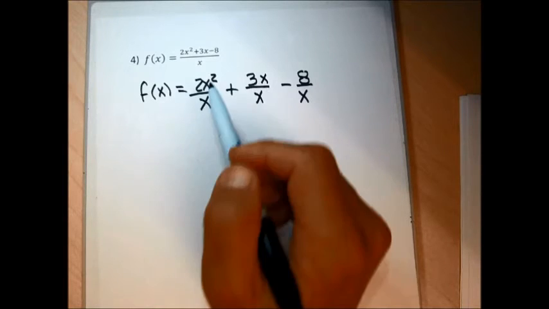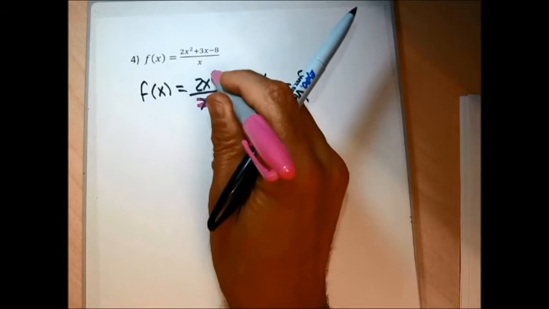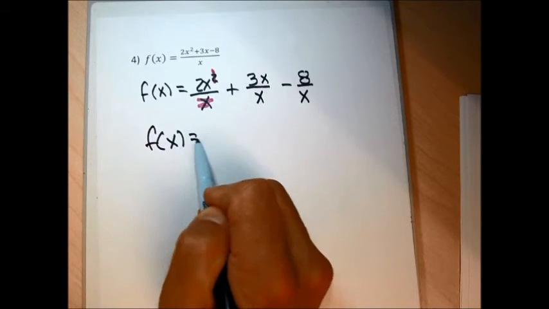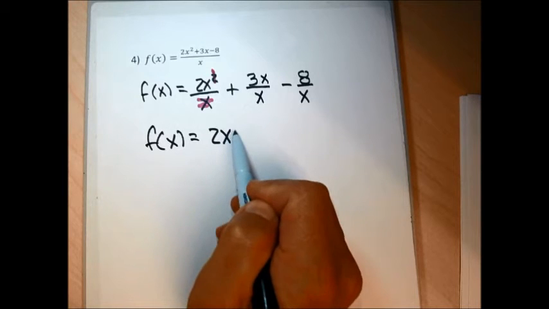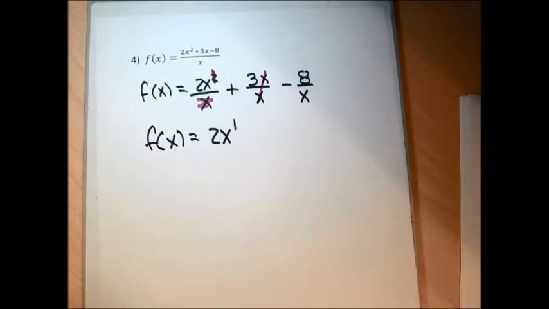So now I'm going to reduce. For this first fraction, I'm going to cancel this x with one of the 2 x's from the x squared, and that term is going to turn out to just be 2x. I'm going to emphasize it's 2x to the first power. The middle piece, the x's cancel.